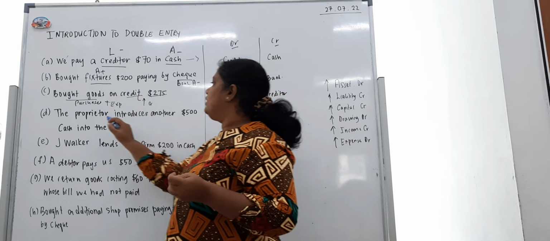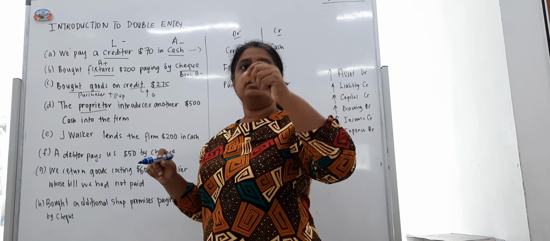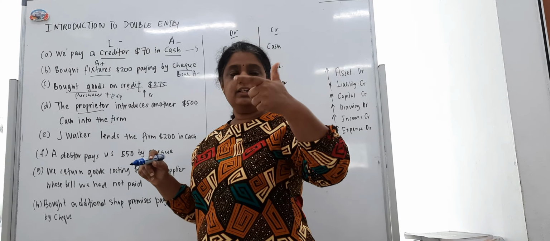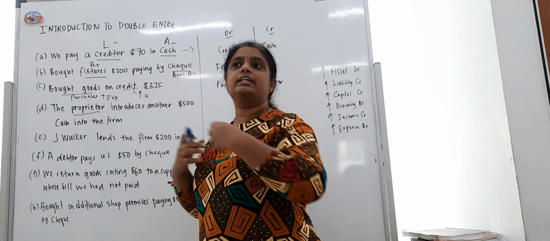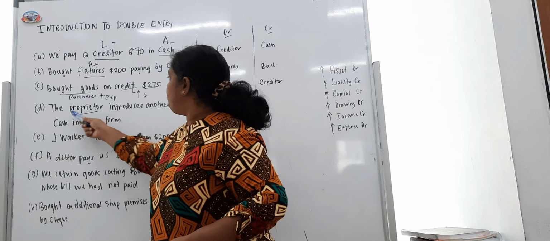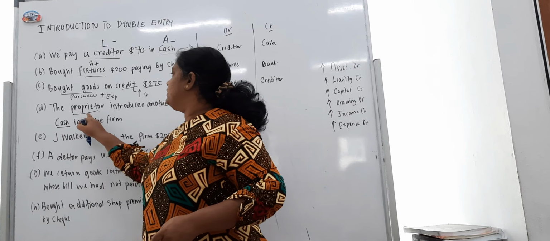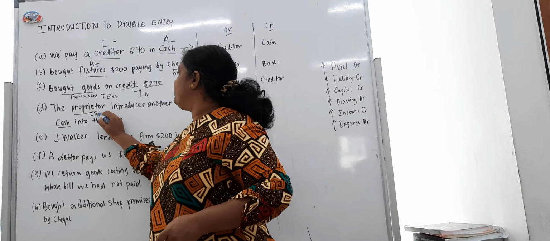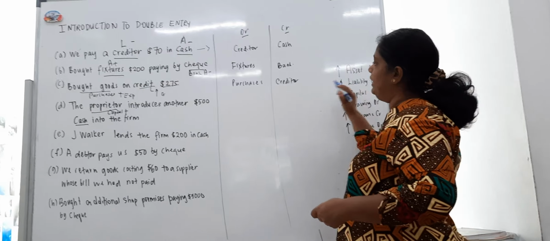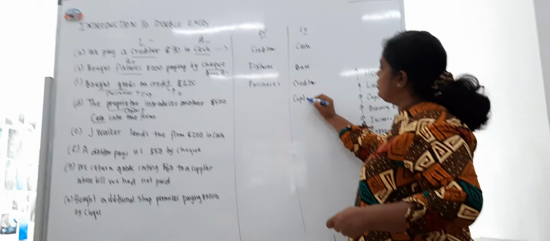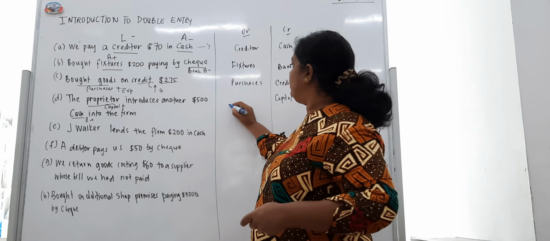Now, the next one. The proprietor means owner. Anything the owner does goes into 2 accounts. What are they? Capital or drawings. Capital means it's increasing the amount he invested in the business. Drawings he takes for personal use. Now the proprietor introduced another 500 cash into the firm. So this will be a capital account, right? Capital increasing. Capital increasing is a credit. Cash, asset is increasing, right? Asset is increasing, so debit.